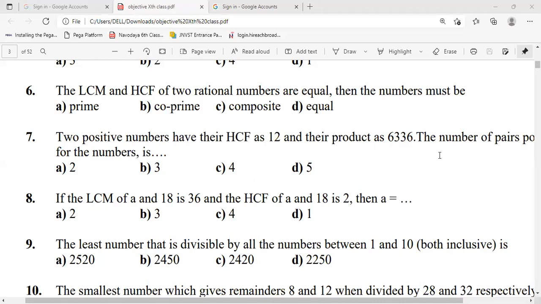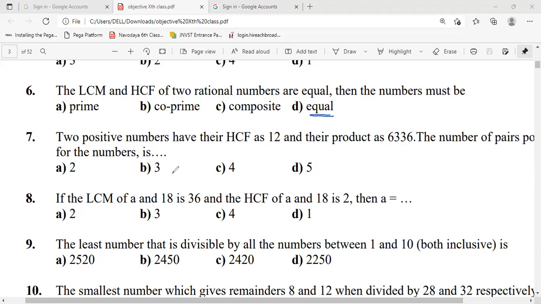The LCM and HCF of two rational numbers are equal, then the numbers must be prime, co-prime, composite, or equal. Whenever two numbers have equal LCM and HCF, it is possible only for equal numbers. No other numbers will work.